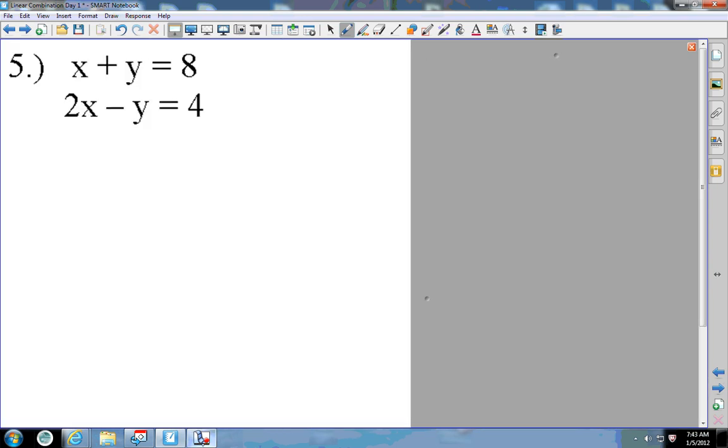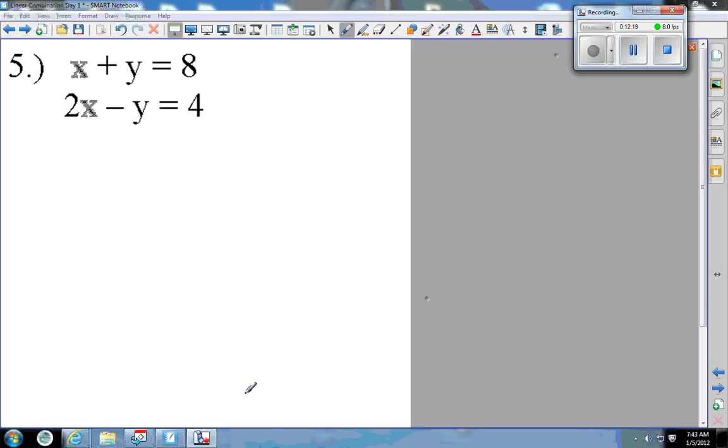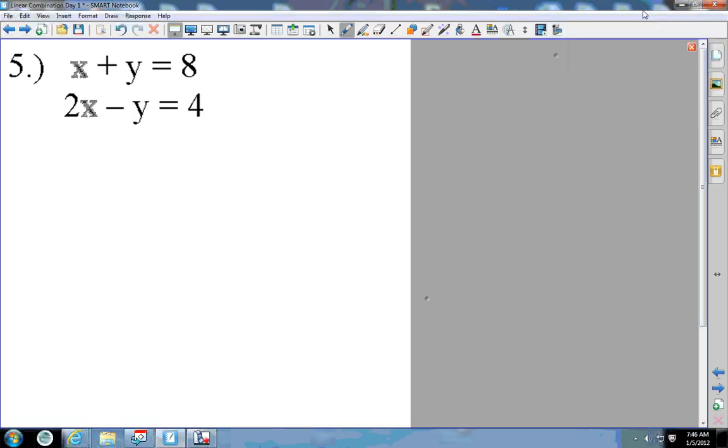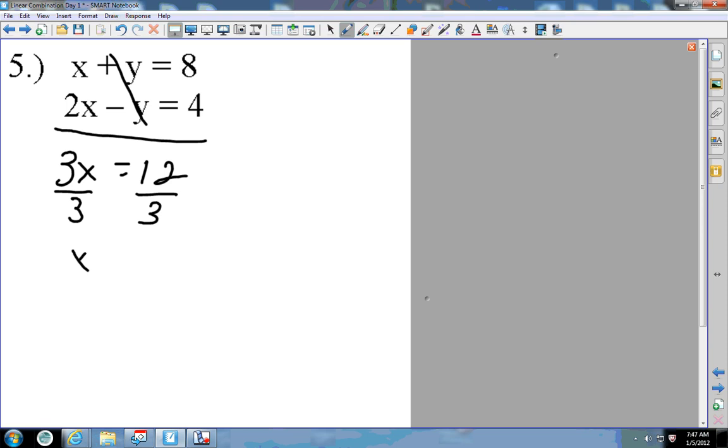Next one. Here's the next one. Okay. All right, so on this one, when you go to combine them, right here, how many x's do I have? 3x. My y's eliminate. And I get 8 plus 4, which is 12. Divide by 3. X equals 4.